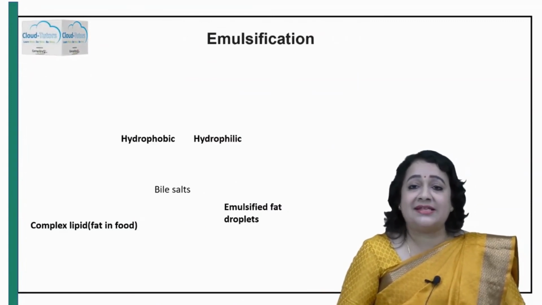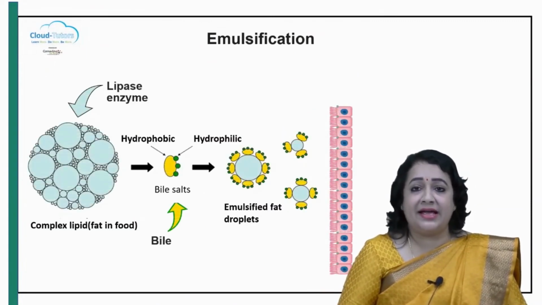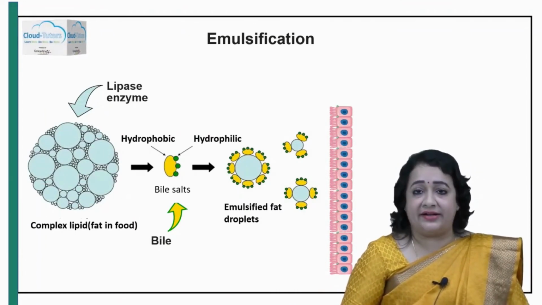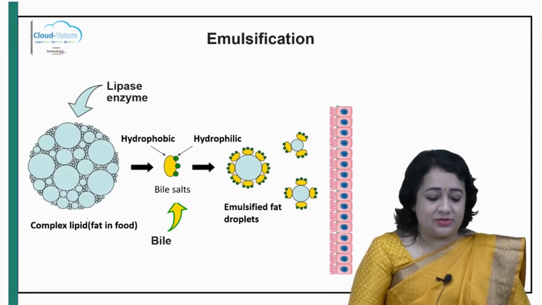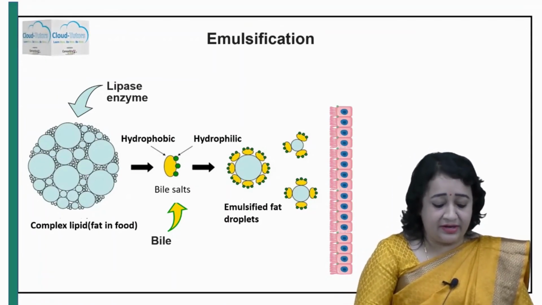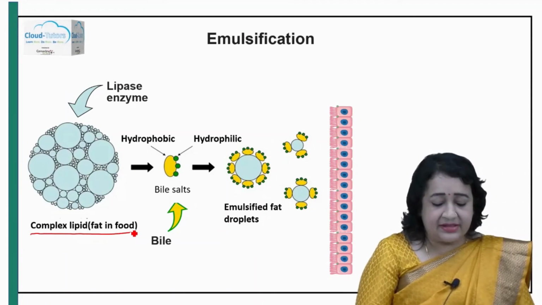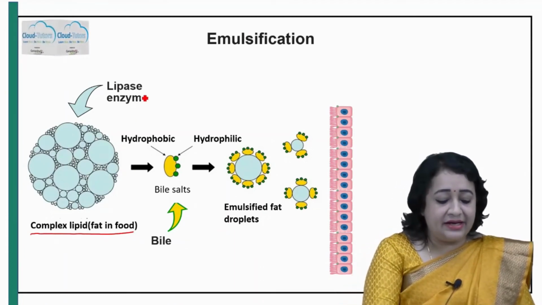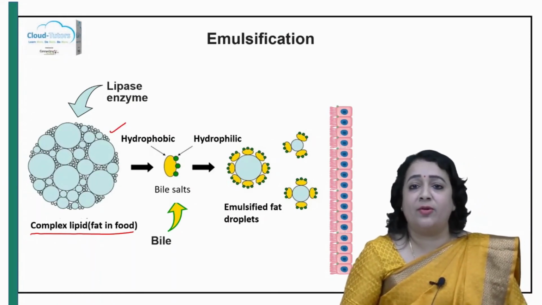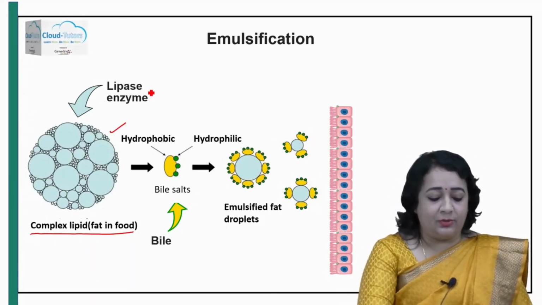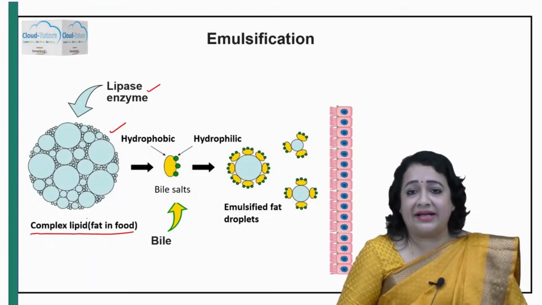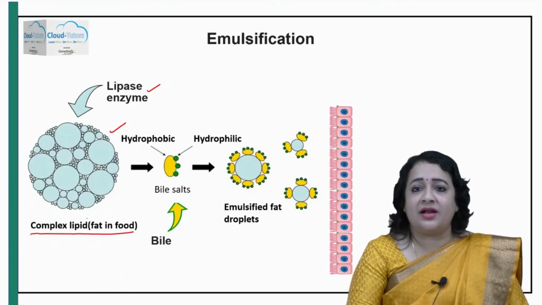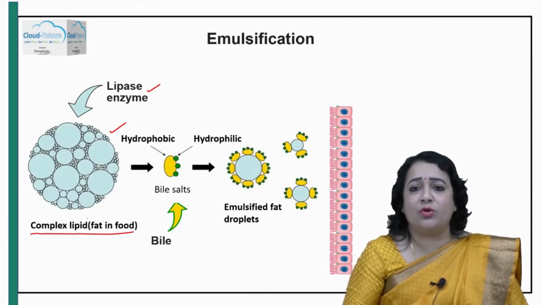Now, what is emulsification? What do you mean by emulsification? As I told you, food also contains fat which has to be digested. In the duodenum region, the complex lipids, or the fat in food, are in large globules. Now, the lipase enzyme, which comes from the pancreas, cannot break these large globules. So these large globules have to be converted into smaller globules.